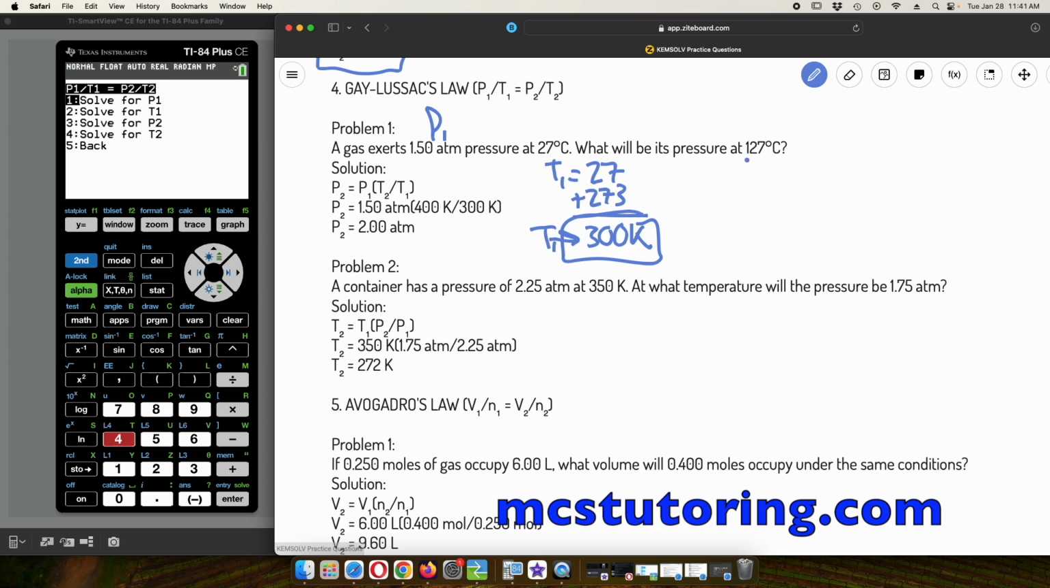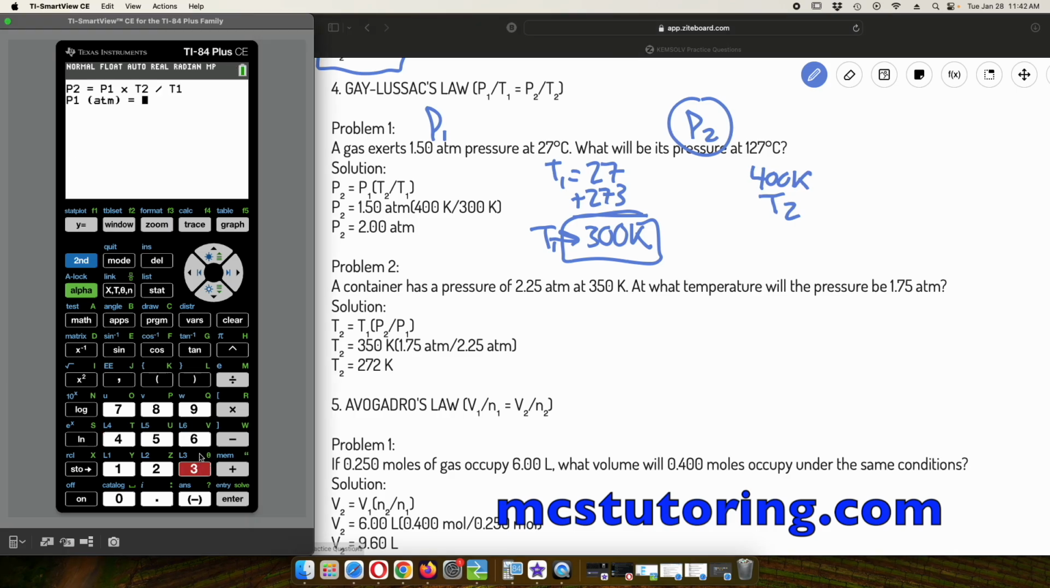What will be its pressure at 127? Oh my gosh, that's going to be 400 Kelvin for T2. So let's do that. What is its pressure? So P2 is the unknown. We're going to solve for P2. So P1 is 1.5 atmospheres, and then T2 is 400 K.